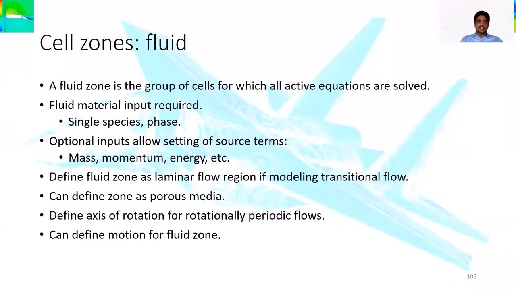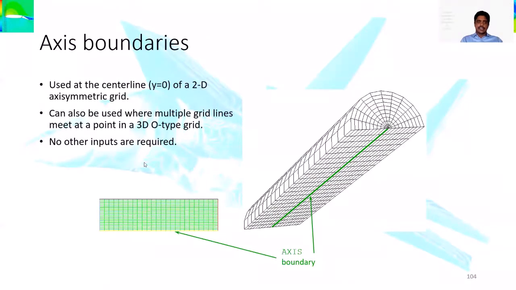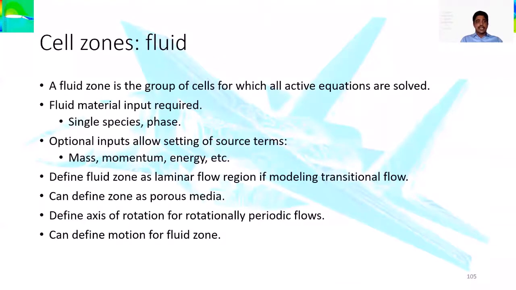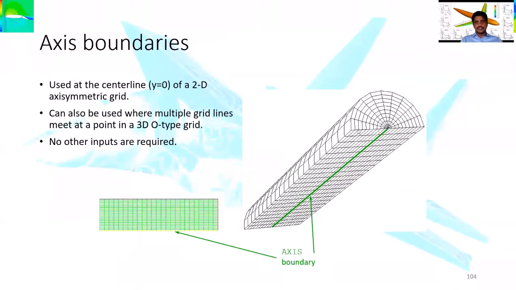Next one is about the axis boundary condition, which is applied on the center line of the axis. This is for two-dimensional domains. And the cell zone is a fluid, which is available inside that one. What fluid are we placing inside this one?